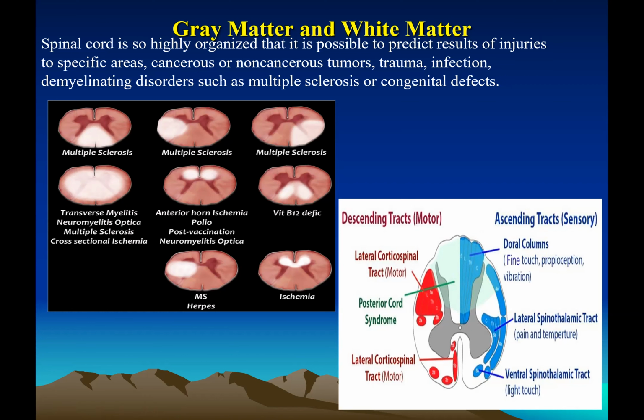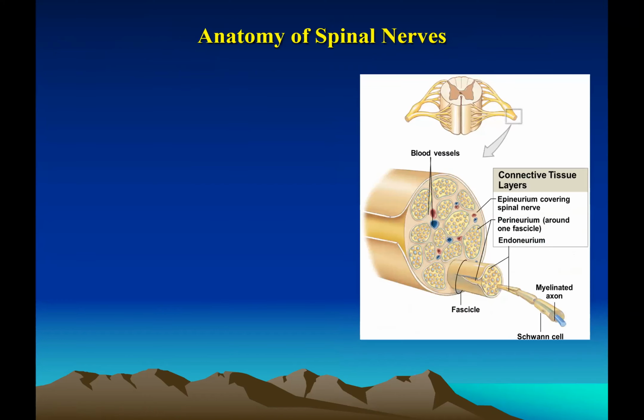So we'll see how each nerve is protected. Here in this picture is the spinal nerve. A bundle of axons is called a fascicle. The membrane that surrounds each nerve for protection is called endoneurium. The connective tissue that protects every nerve is endoneurium. Perineurium is protecting a bundle of nerves, or the fascicle.